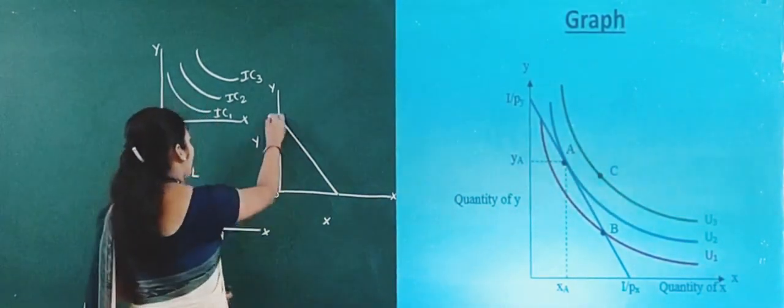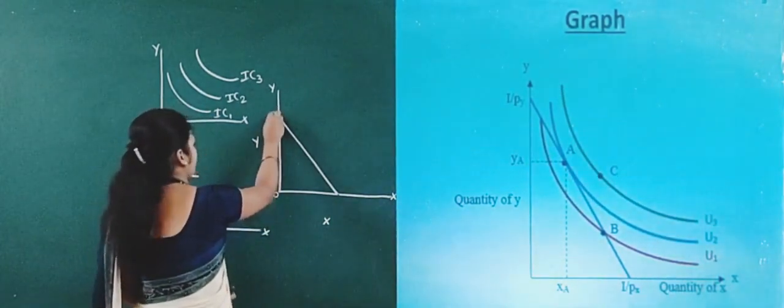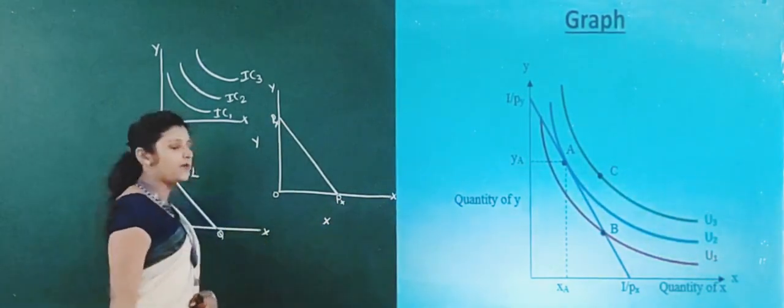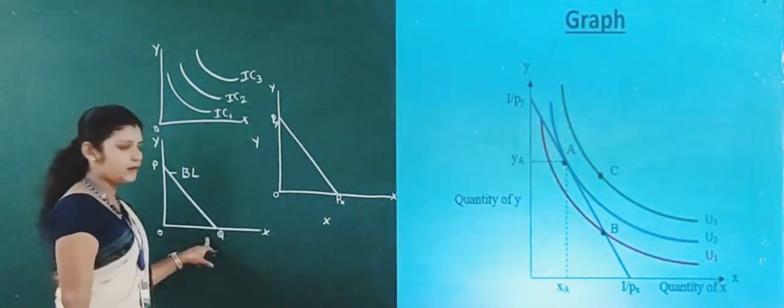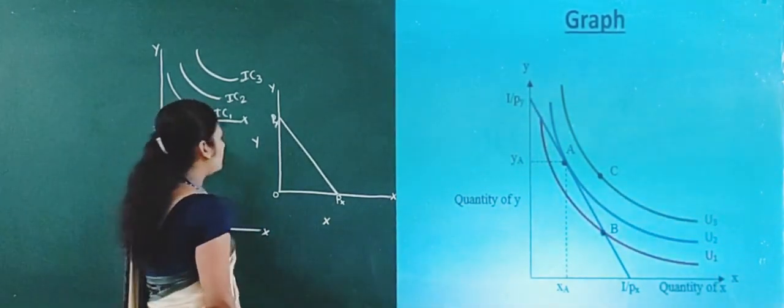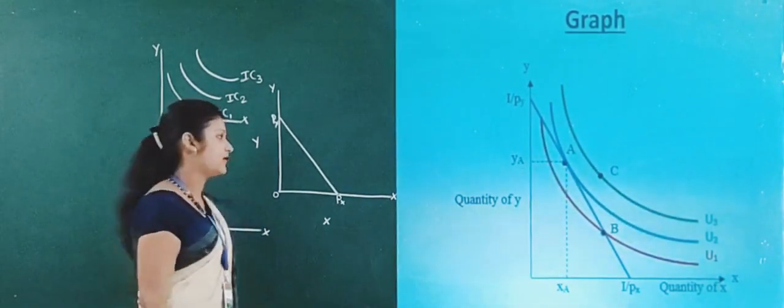Here I will name it as PY and PX, or you may also name it as PQ. Okay, this is the budget line. And now let's draw the indifference curves.